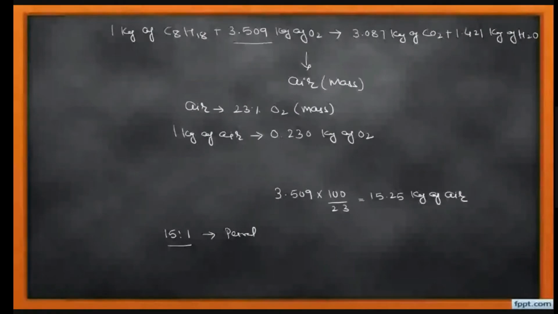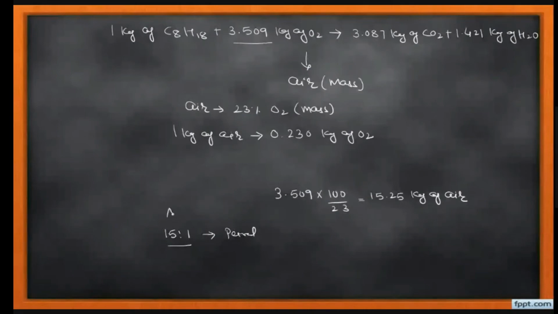Students, this may be an important parameter and we need to remember it throughout, and it may be asked in competitive examinations. So you need to remember how we derive this 15:1. It is the stoichiometric air ratio, or the stoichiometric requirement of air for petrol or gasoline. And this is the ratio of air to fuel, not fuel to air.